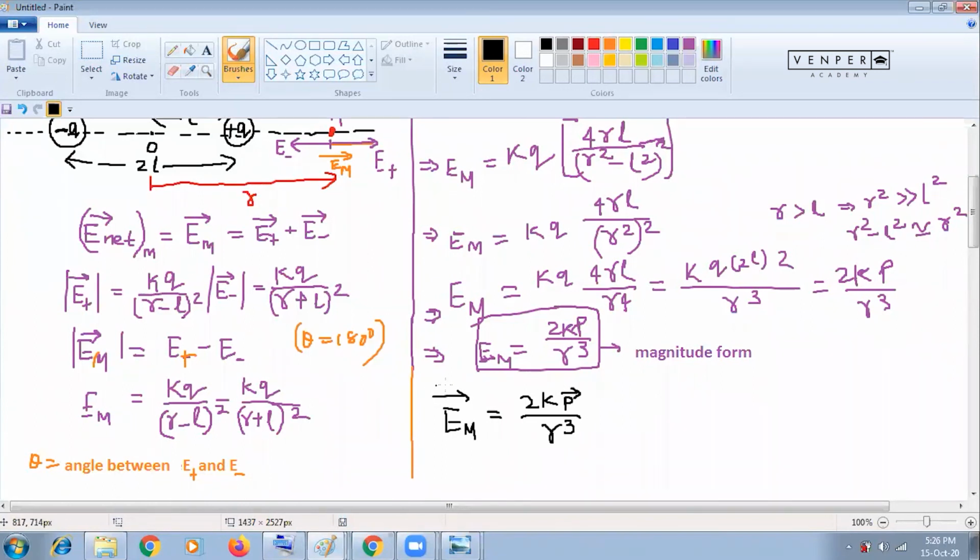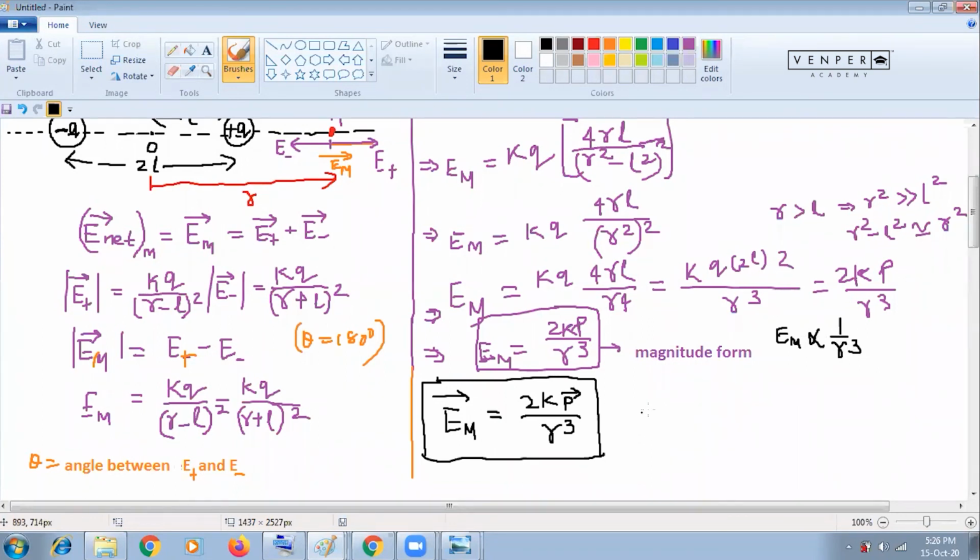So you see here the electric field is directly proportional to 1 by R cube, or inversely proportional to R to the power 3. So inversely proportional to R cube. So here what you are watching, the electric field for a dipole at an axial point is like this: electric field is directly proportional to 1 by R cube, or inversely proportional to the cube of R.